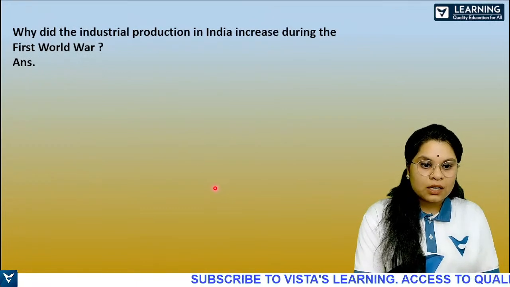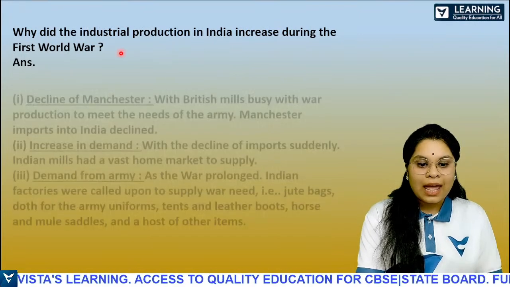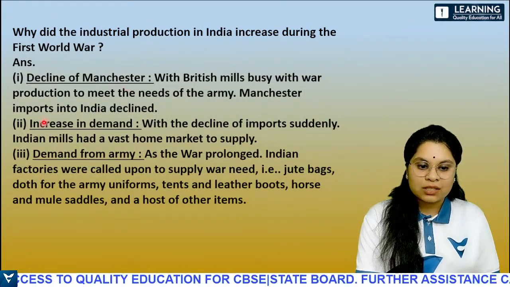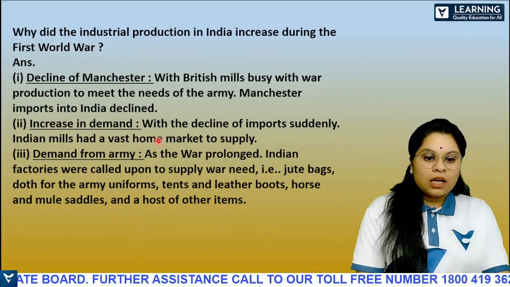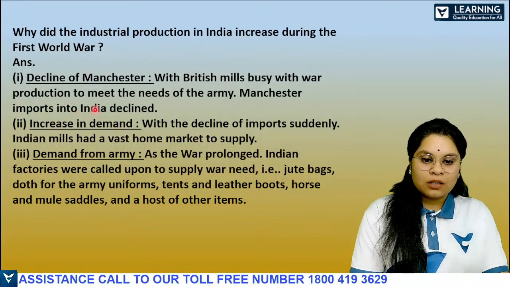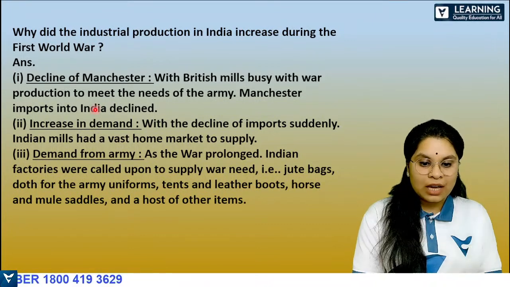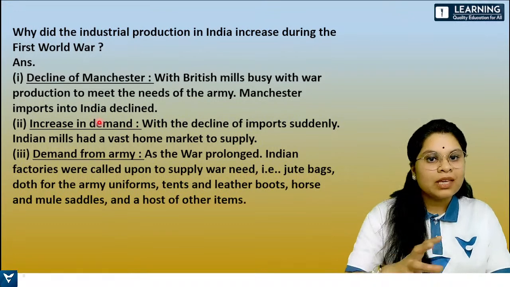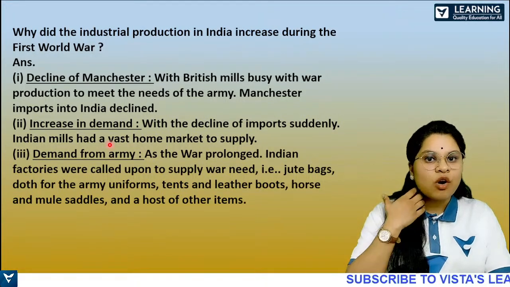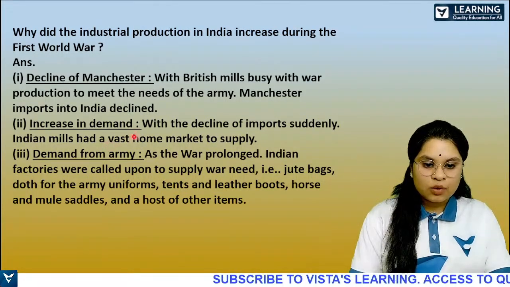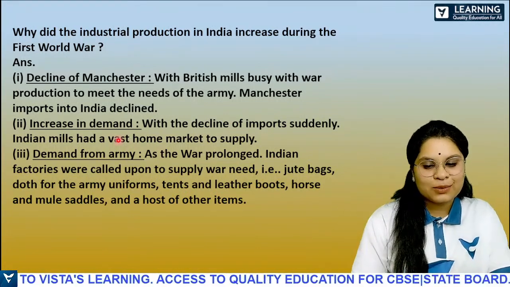Next, why did the industrial production in India increase during the First World War? The answer is decline of Manchester and increase in the demand for the army. With the British mills busy with war production to meet the needs of the army, Manchester imports into India declined. When imports decline, obviously there will be an increase in the demand. With the decline of imports, suddenly Indian mills had a vast home market to supply.